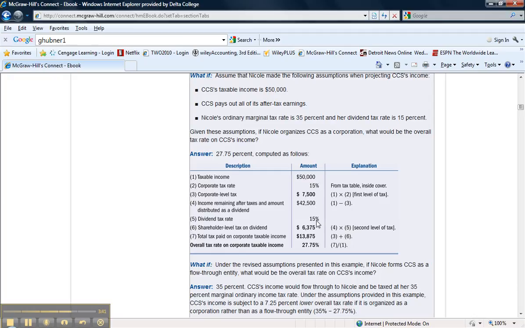The dividend rate is still 15%, remember, because the shareholder's rate was 35%. So here's the shareholder tax on the dividend. So 75 plus 63, that's the total tax now on the $50,000 of income for an overall tax rate of 27%. So that's less than the 35% that she would have paid had this been a flow-through entity. So it's really important for shareholders to estimate their corporate earnings when choosing what type of entity to be.